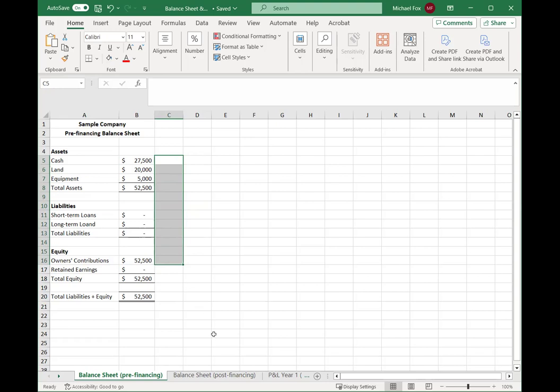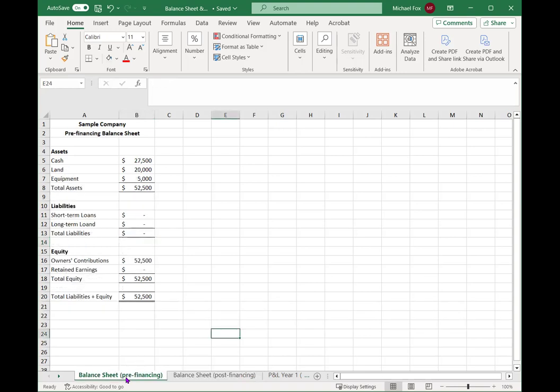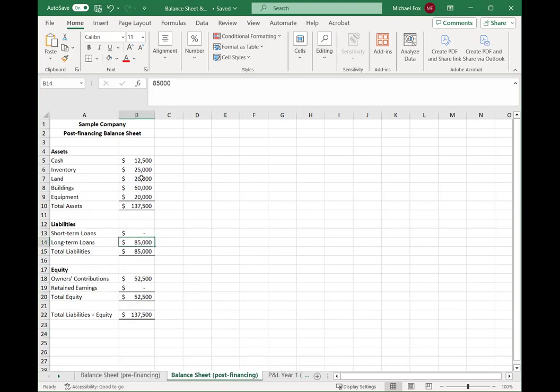So once we've created that, the next thing we would do is create a post-financing balance sheet. So for this business, you can see that they took a long-term loan of $85,000. And with that $85,000, they bought some additional assets. If you remember what we had on pre-financing, they had 27,500 in cash, 20,000 in land, and 5,000 in equipment. So now you can see they've spent some of that cash, but they've added some inventory, which is the stuff they're going to sell.